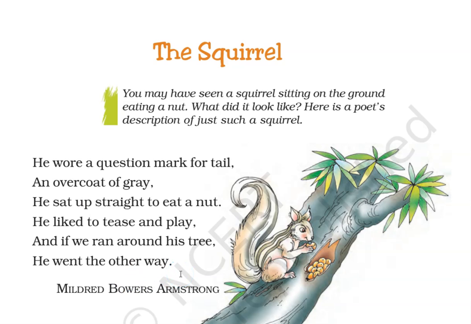So very beautifully, in 6 simple lines, he has described everything about the squirrel. He says that he wore a question mark for tail, an overcoat of grey. The outer appearance of the squirrel is described through these 2 lines. The first feature is the tail. How does the tail of a squirrel look?